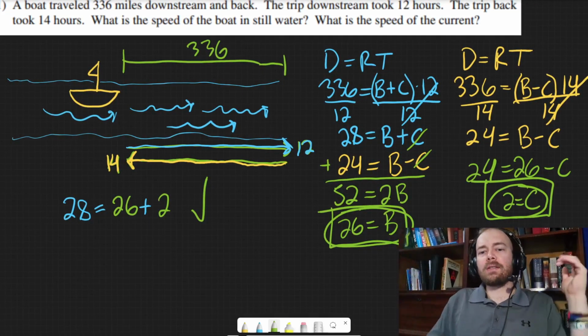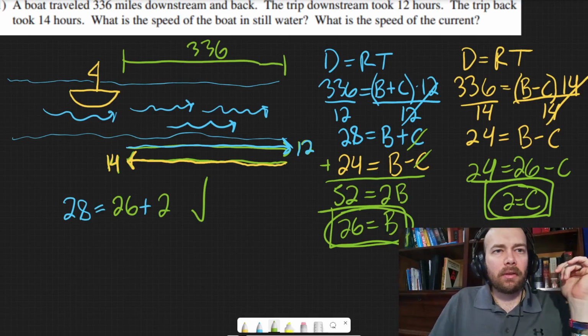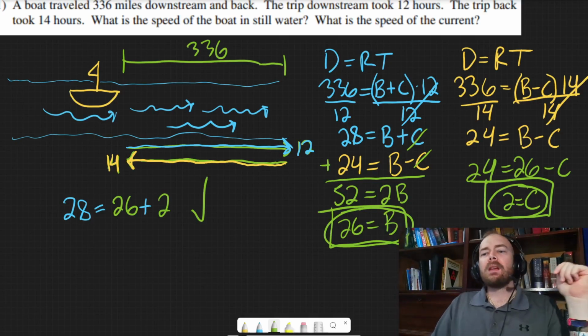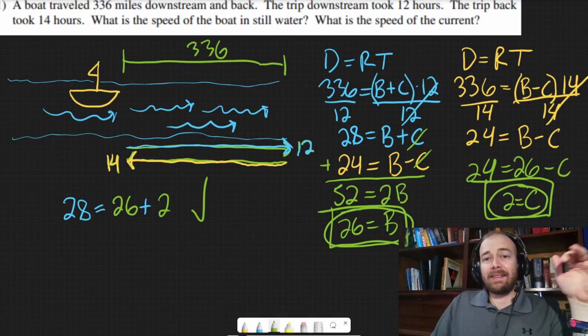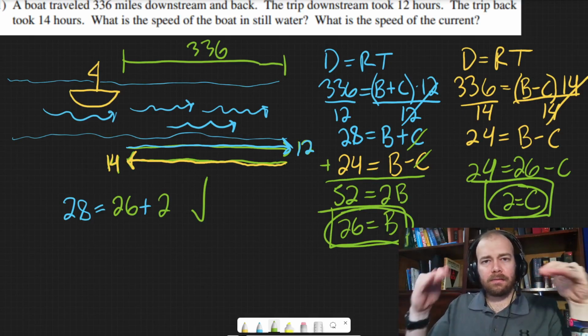Those are our answers. The boat is traveling 26 miles per hour, and the current is only 2 miles per hour. Very slow current. So that's the answer. Lock it in. There we go.